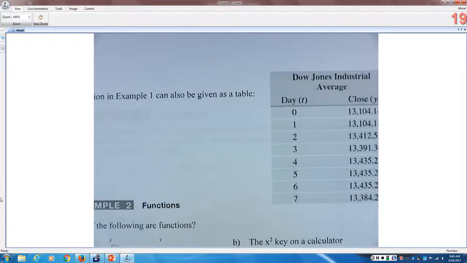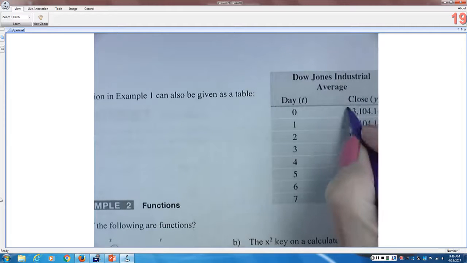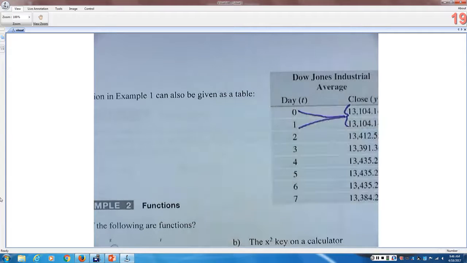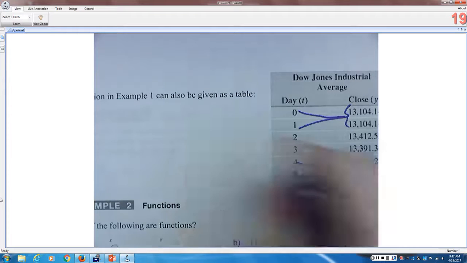So the Dow Jones is a function, and the fact that this goes with both of these is not a problem, because for every individual day it has its own output value. Even though this same output was kept for days 4, 5, and 6, it's still a function.